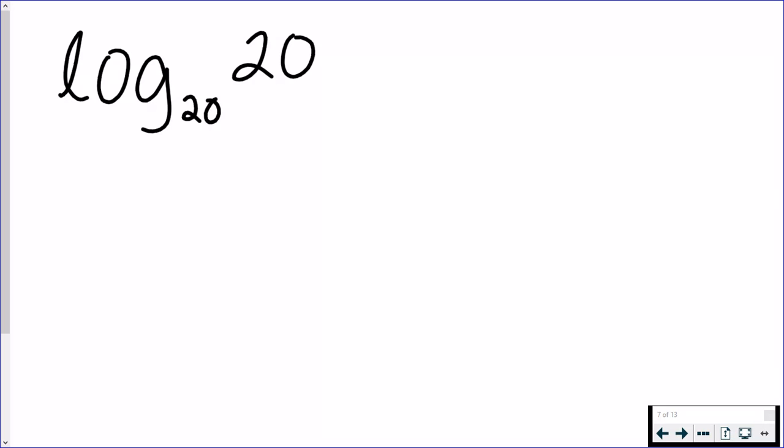So this first one, if these numbers match the numbers that I just underlined, so that 20 matches the base of 20, the answer is just 1 every single time. If those numbers match, the answer is 1. It's that quick.